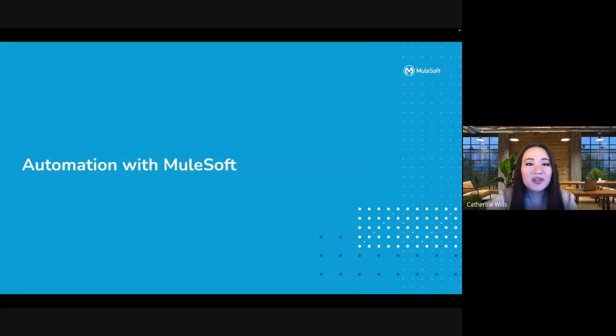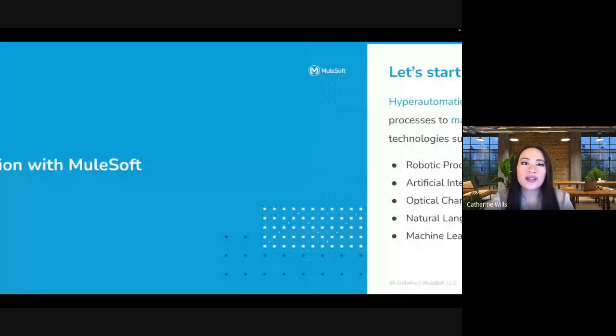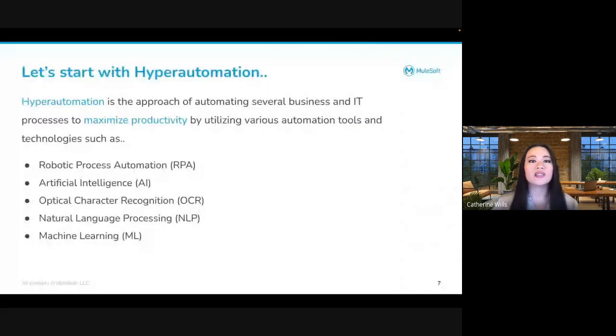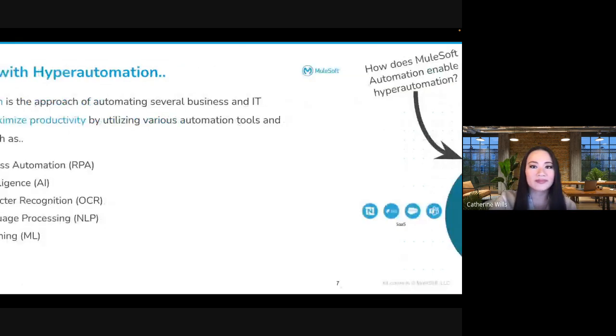So automation with MuleSoft. Let's start with hyperautomation. Hyperautomation is the approach and the idea of saying, let's take the business and the IT processes that can be automated and let's automate them so that we can maximize our productivity. And let's do that by utilizing various automation tools and technologies such as the ones you see here. We've got RPA, which we'll see later in our demo, AI, which will be used within our RPA as well as OCR. And then we also have our natural language processing as well as machine learning.